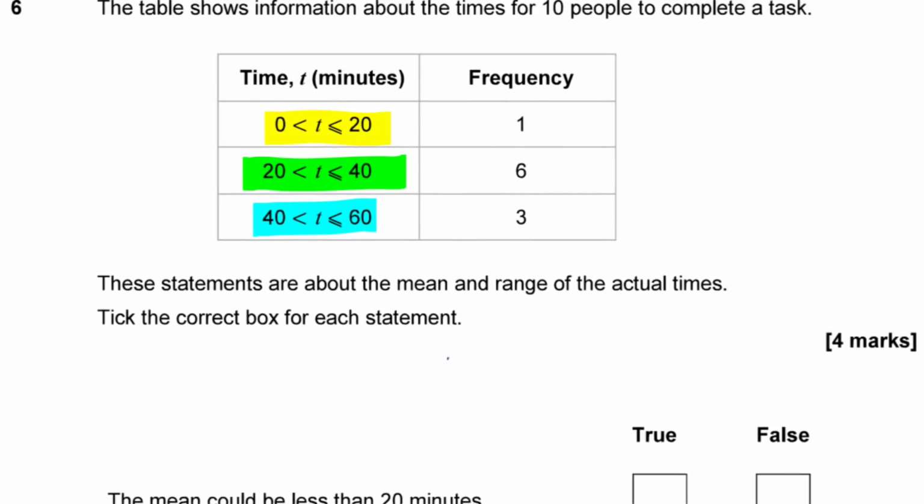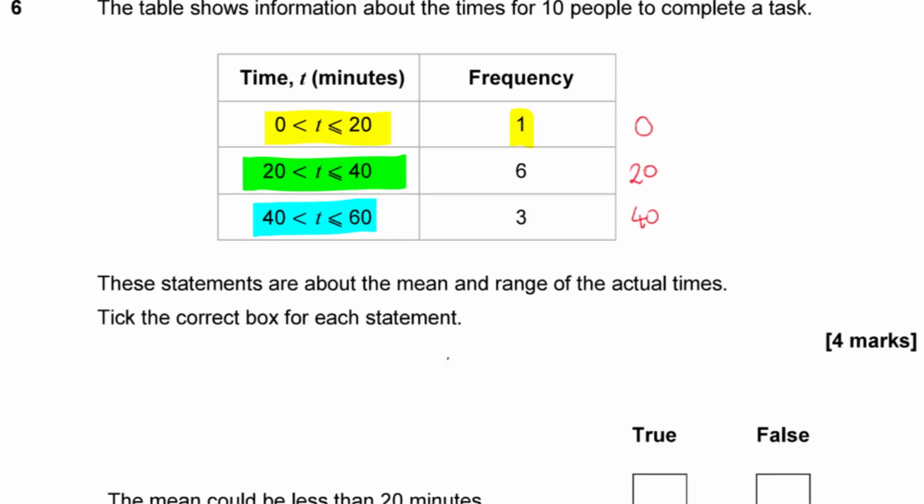Now, let's take this one person here who got a time between 0 and 20. The time needs to be strictly greater than 0, but we can use 0 as a boundary on this calculation nonetheless. So I'm going to assume that this one person took a time of 0, or as close to 0 as it could get, so it's actually slightly bigger than 0. And the same, we'll take the lower bound of the other two. So let's assume these 6 people took just over 20 minutes and these 3 people took just over 40 minutes.